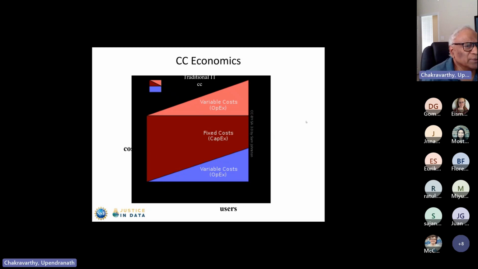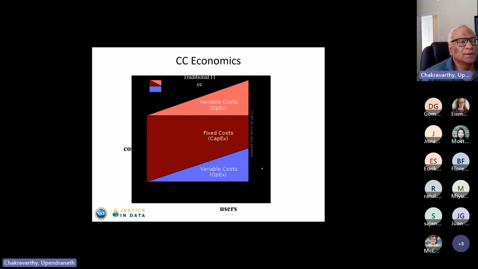So for those who understand it, economists or accounting people call something as fixed costs, capex, and variable costs, opex. You can see that in the traditional IT, you have a lot of fixed costs. This whole square or rectangle represents fixed costs. Variable costs change depending upon the users. But this is always fixed.